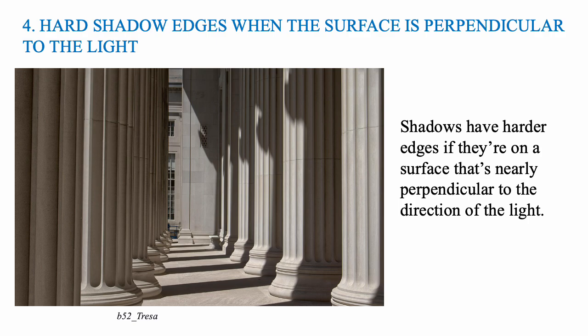Now, another variable for shadow edges is how the light hits the surface. So if the light is fairly perpendicular to the surface, this lighting probably is coming down in this direction. So it's pretty perpendicular to this horizontal surface. So these become the hardest shadows. And the light is hitting these columns at a small angle. So these shadows become softer.